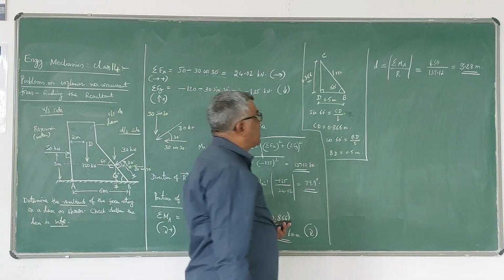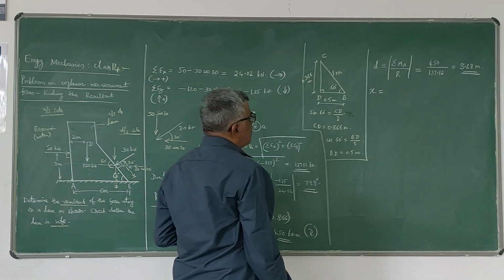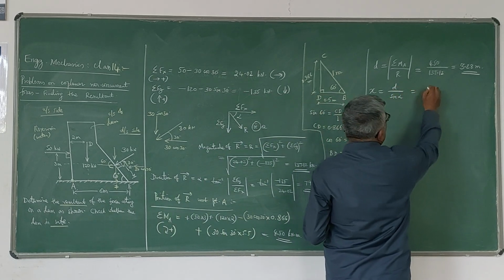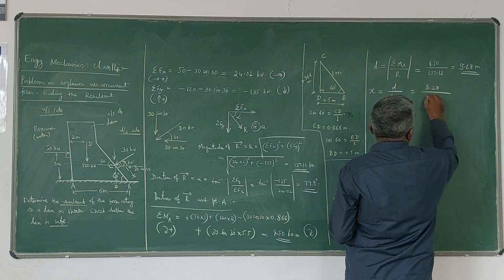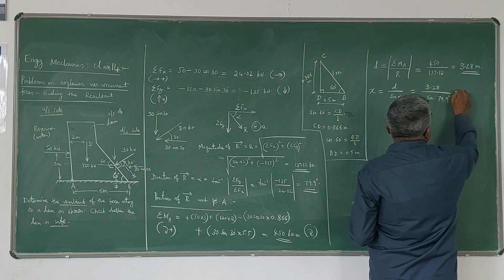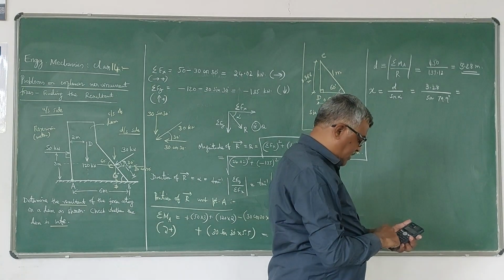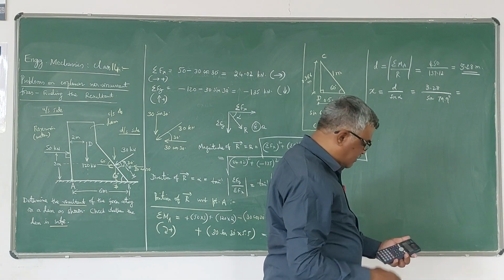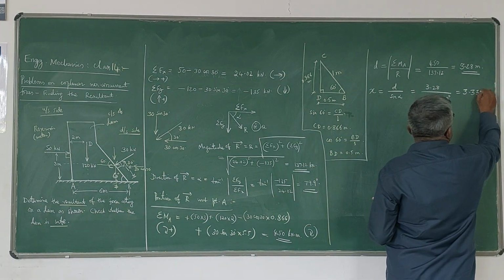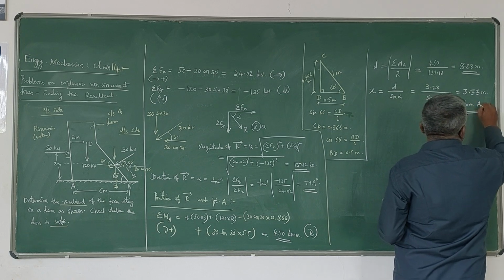Now I need to calculate the x-intercept, that is the distance of the resultant from the point A, which is given by d by sin alpha. So d is 3.28 divided by sin of alpha, which is 79.9 degrees, so 3.28 divided by sin 79.9 degrees, which is 3.33 meters. 3.33 meters from A. So the x-intercept is 3.33 meters.